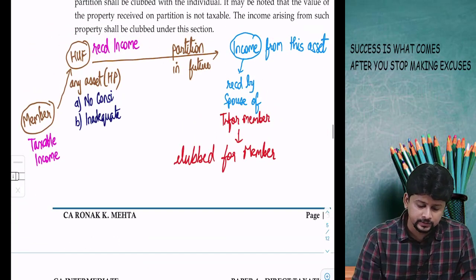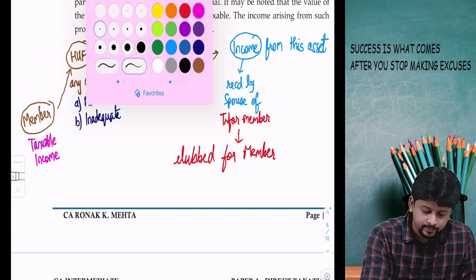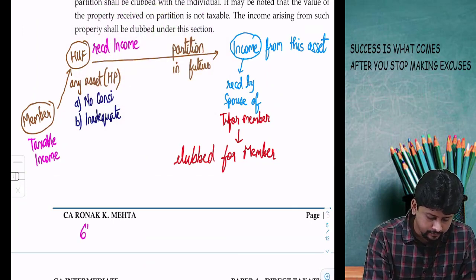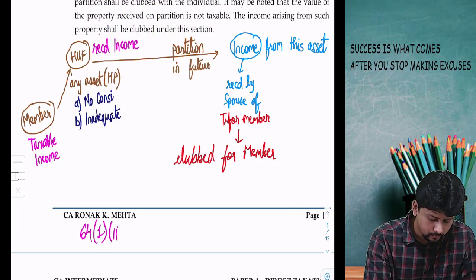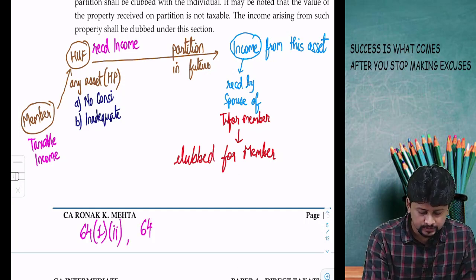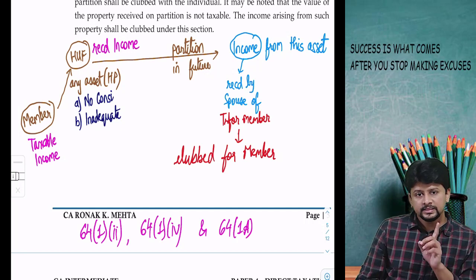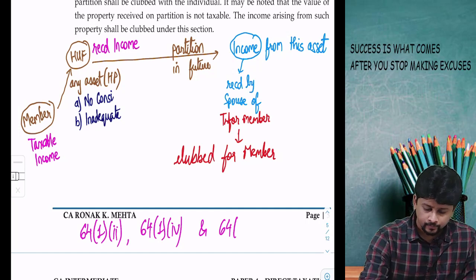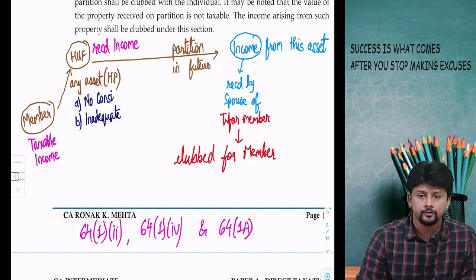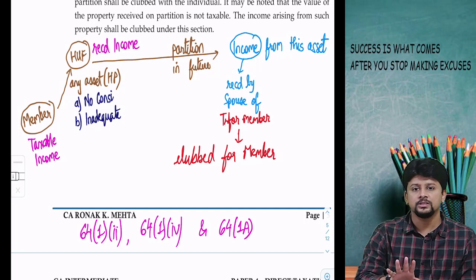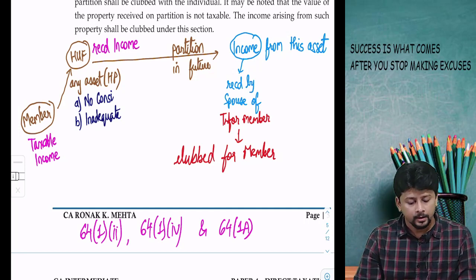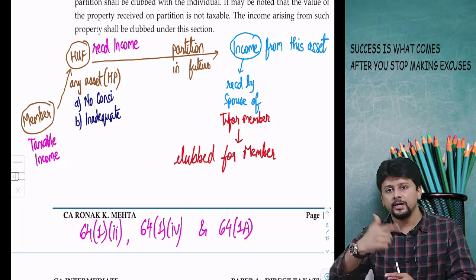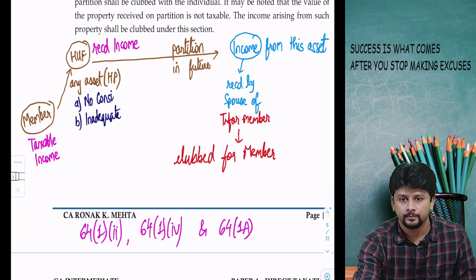Important sections in this particular chapter from an examination perspective: 64(1)(ii), 64(1)(iv) and the section of minor 64(1A). These are the three sections which frequently appear in your question paper. If you are going to practice any sums or if you are going to go through any sums, please ensure that these three sections are studied properly. Chalo, this brings us to the end of clubbing. Now let us start with set off and carry forward.